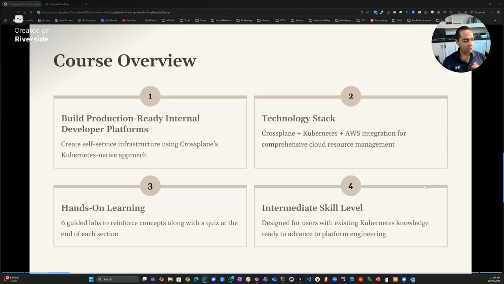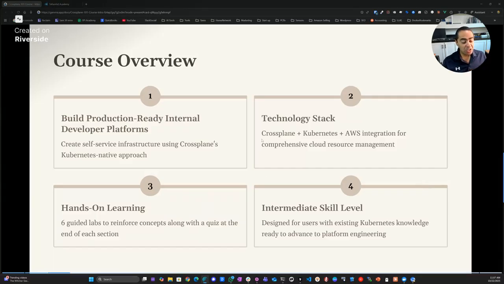All right, so the course overview, we will talk about building production-ready internal developer platforms. And when you think of an internal developer platform, it's basically a platform that allows developers to easily and quickly do what they need to do. So they might need to create a database in a certain cloud. They might need to spin up a VM or a container. So instead of them having to understand the internals of the infrastructure tools they need, they can leverage an abstraction that can allow them to get to what they want to do very, very easily.